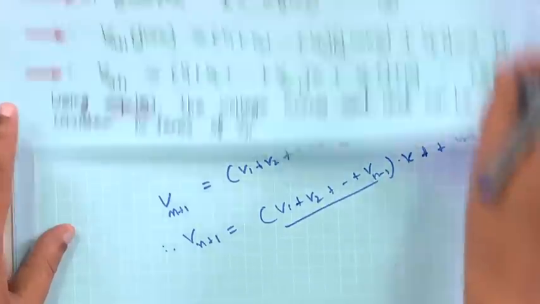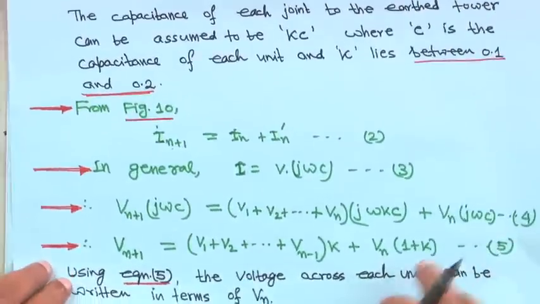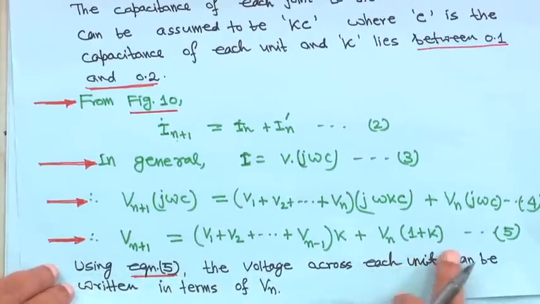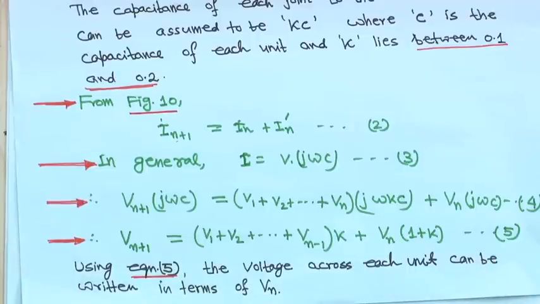That is why we are writing Vn plus 1 is equal to V1 plus V2 up to Vn minus 1 into k plus Vn into 1 plus k. This is equation 5. So with equation 5, the voltage across each unit can be written in terms of Vn.